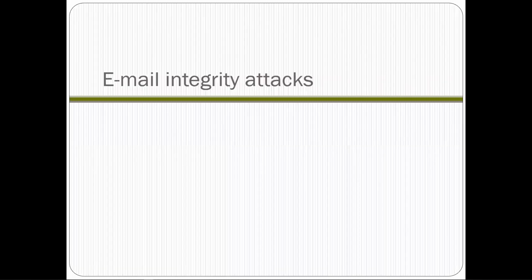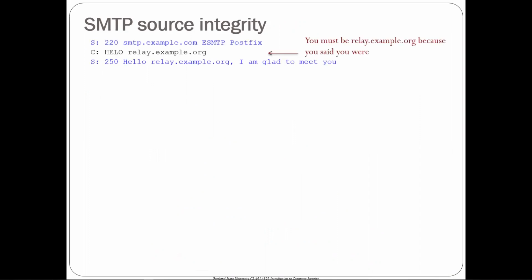And so the big issue with email is email integrity attacks. So let me revisit that SMTP exchange and talk about authenticating clients. With source integrity, you connect up to this mail server, and one of the first messages you send is, let me identify myself as a relay for some domain, example.org. And the server's like, oh, you know what? I am going to trust you at face value, saying that you speak for example.org because you said so. That's the first mistake in this protocol when it comes to integrity.